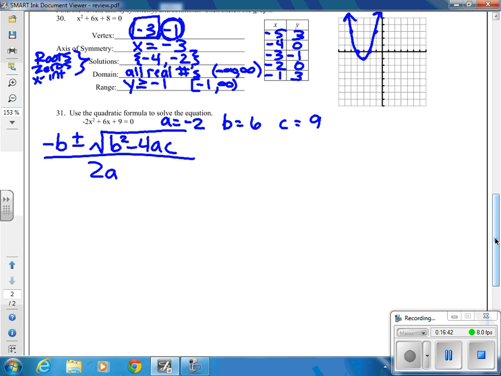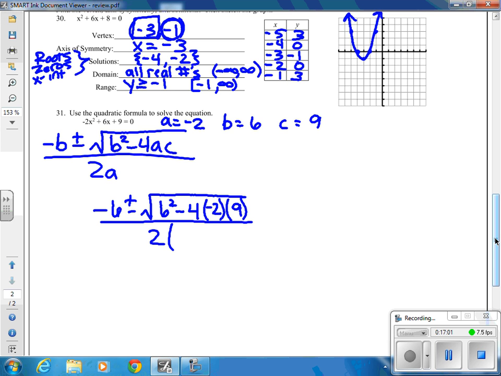All right, so for B, if it's a positive number and you stick it behind a negative, it's going to be -6 plus or minus the square root, and then b squared would be 6 squared, minus 4 times a, which is -2, times c, which is +9, all over 2 times a, which is -2. Right? And now you want to clean this up.